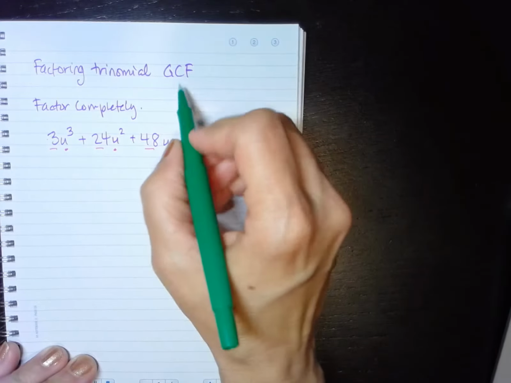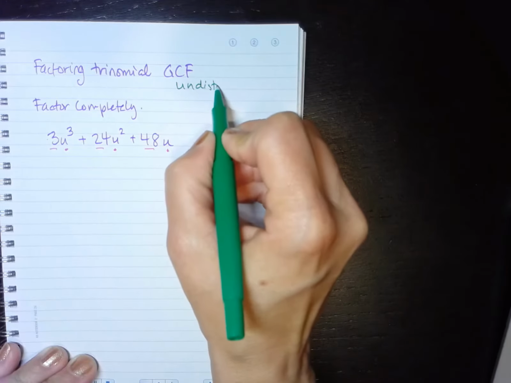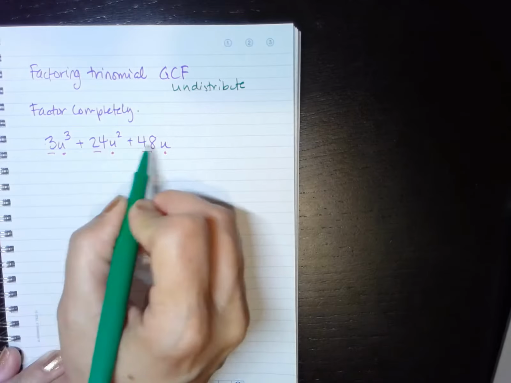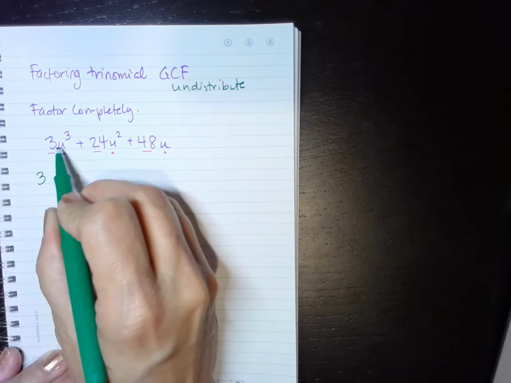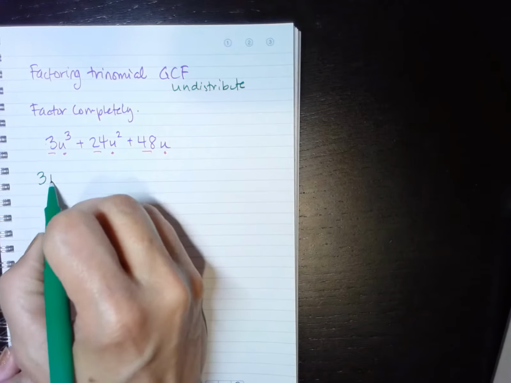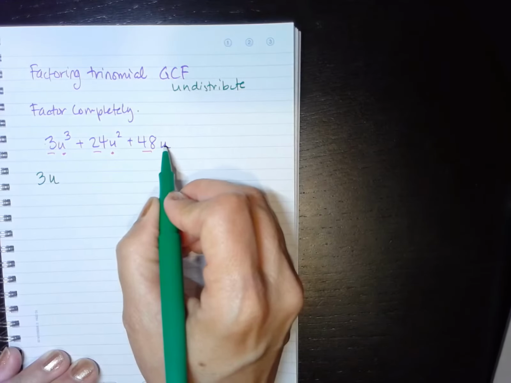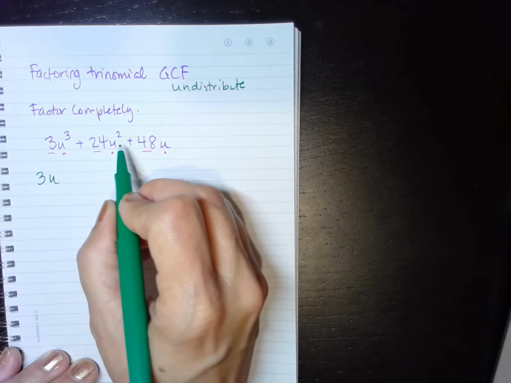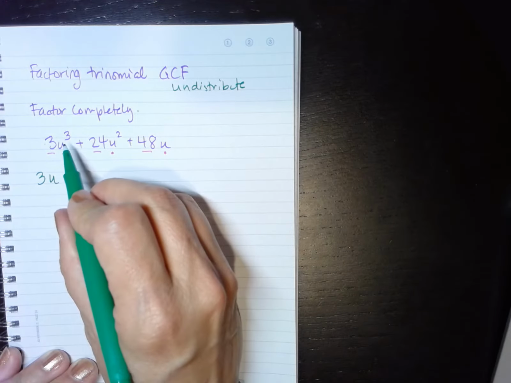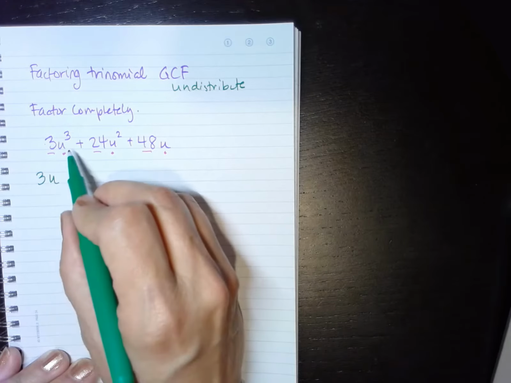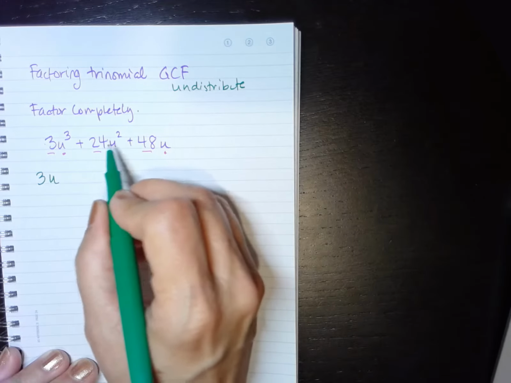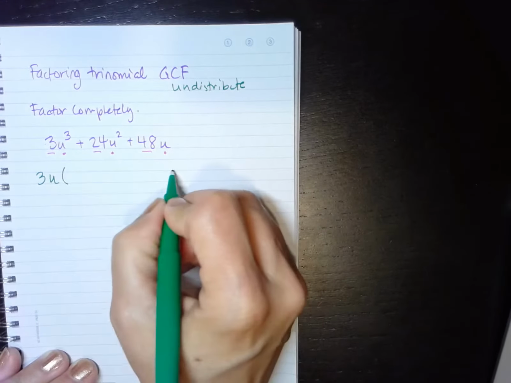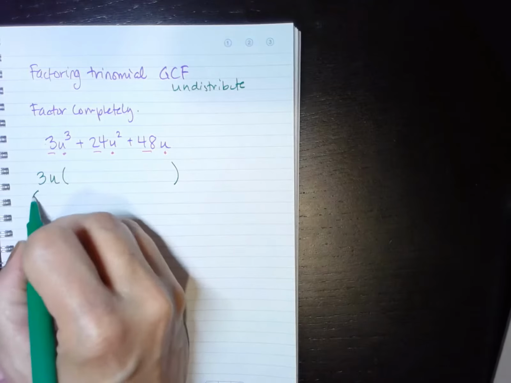And remember that GCF, that's just undistribute. Okay, so we're undistributing. So I know that these numbers are all divisible by 3, and these terms all have a u, and I have to think of the u with the smallest power, because I have to be able to divide each of these. If I use u to the third, it cannot divide into a u to the second. So I always go with that smallest power. So 3u is my GCF.